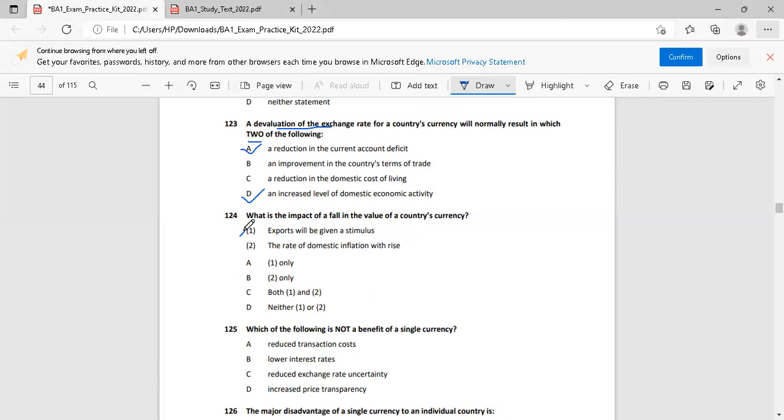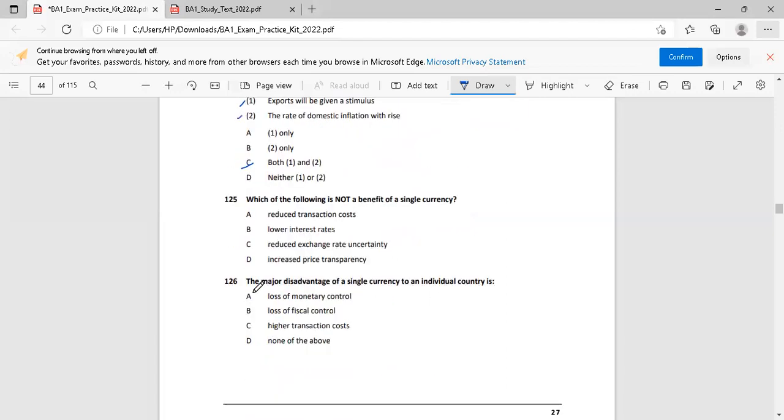The rate of domestic inflation will rise. So the productive activity increases. More activity, more income. So when there is more income, the domestic inflation also rises. So in that case, C would be the appropriate answer.